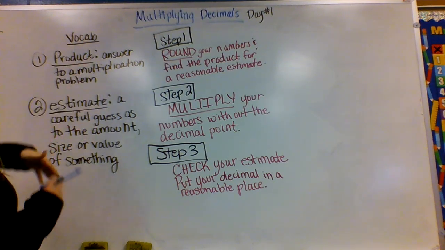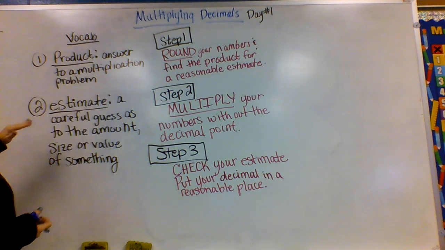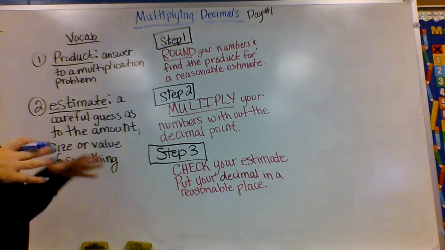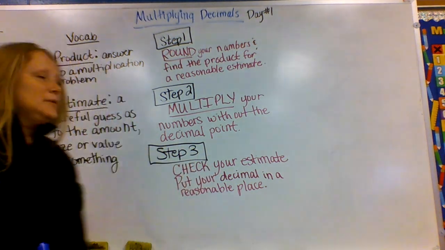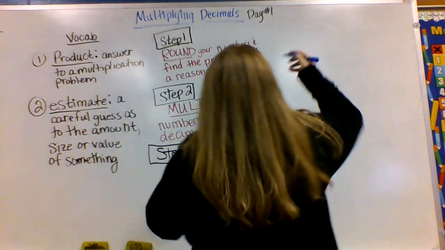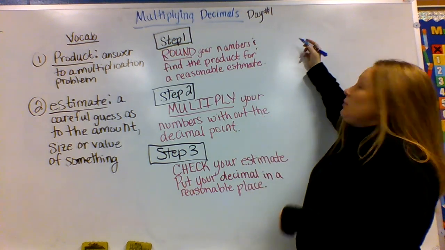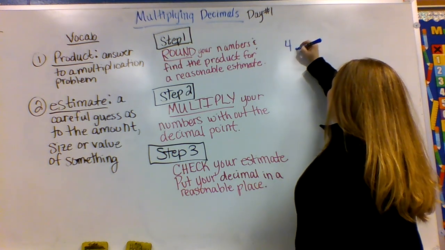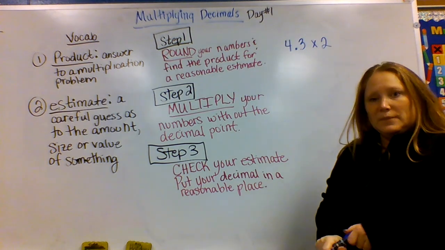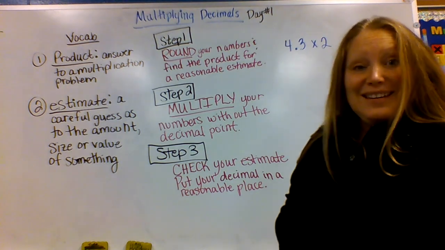I'm just going to review this so you know that a product is an answer to a multiplication problem. Got it, right? Estimate. That is a careful guess as to the amount or size or value of something. It's kind of like rounding, okay? So we're going to multiply two numbers. Now, one of them might have a decimal in it, such as 4 3/10 times 2, okay? And you might say, well, Miss Harden, I don't know how to do that. Well, we are going to learn.